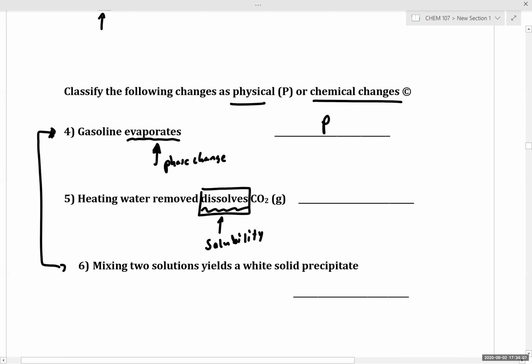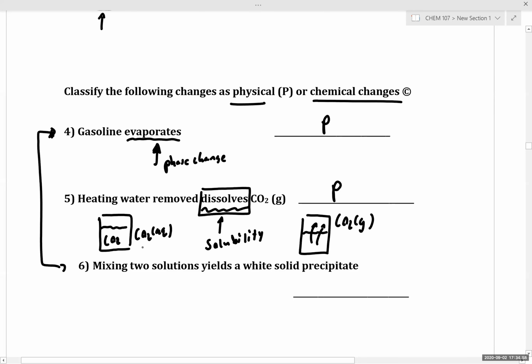And is solubility a physical or chemical change? It's a physical change. So anytime you see the keyword dissolves or dissolved, that refers to solubility, which we know as a physical property, and changes in solubility are generally physical changes. Does that make sense to everyone? And the way to visualize this is initially we have carbon dioxide dissolved in water. And then at the end of our change, after heating, we have forced the carbon dioxide out of solution and we have carbon dioxide gas. As we notice, the chemical formula has not changed. Does that explanation help clear things up?